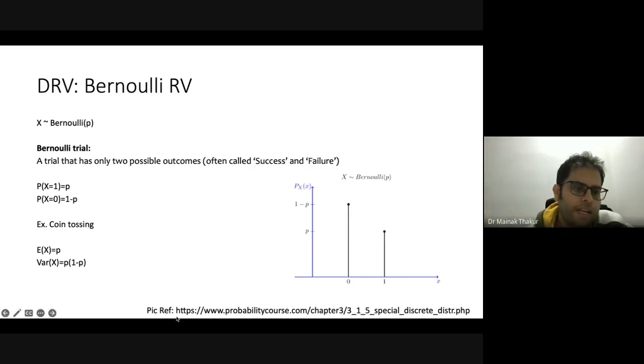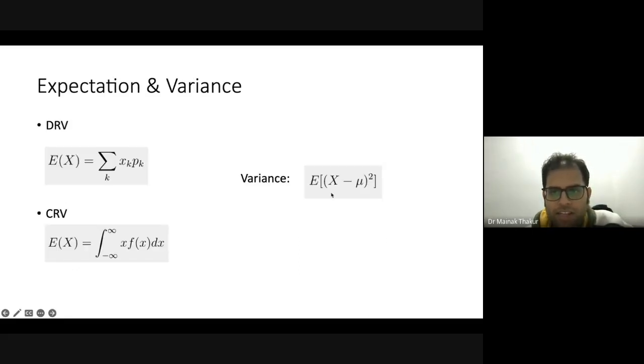Okay, how do you find the expectation of X? It is very simple: P into 1 plus 0 into 1 minus P. It's P. The mean is P, and the variance for this distribution is P into 1 minus P. That also you can find. Okay, variance we have not defined. Variance is here.